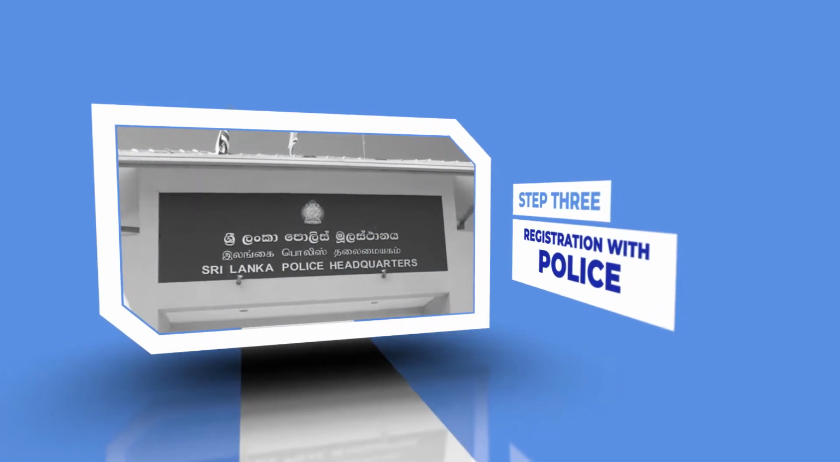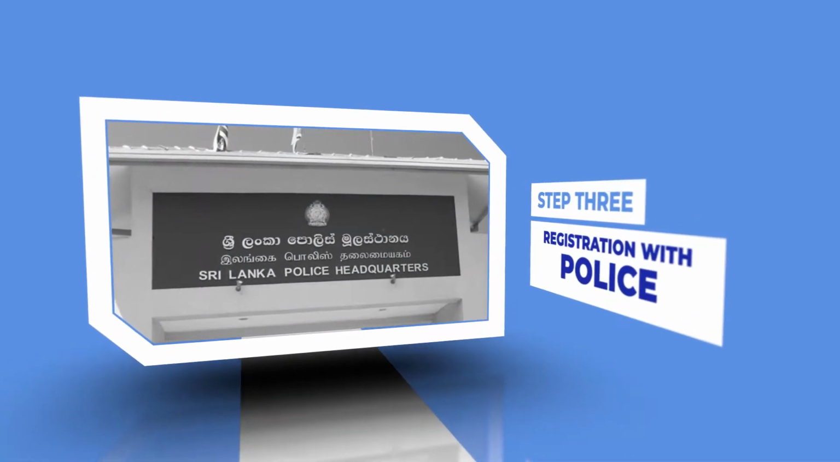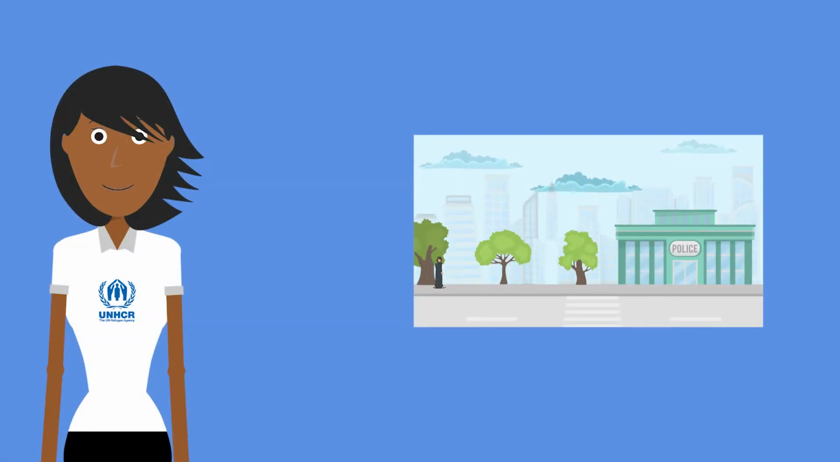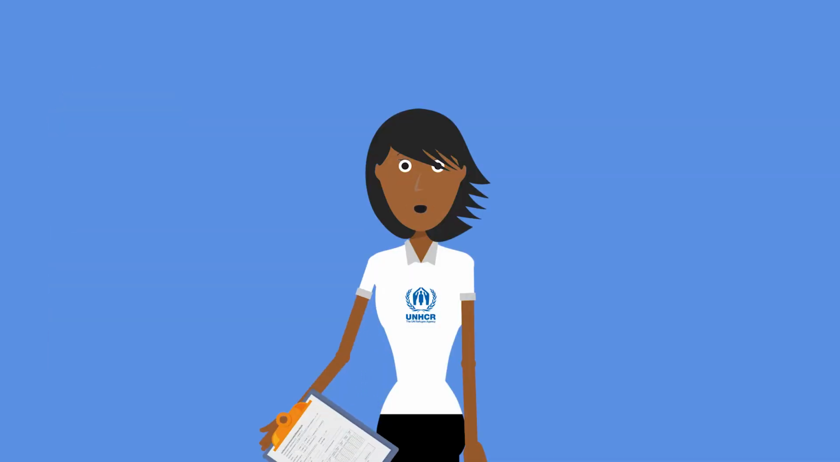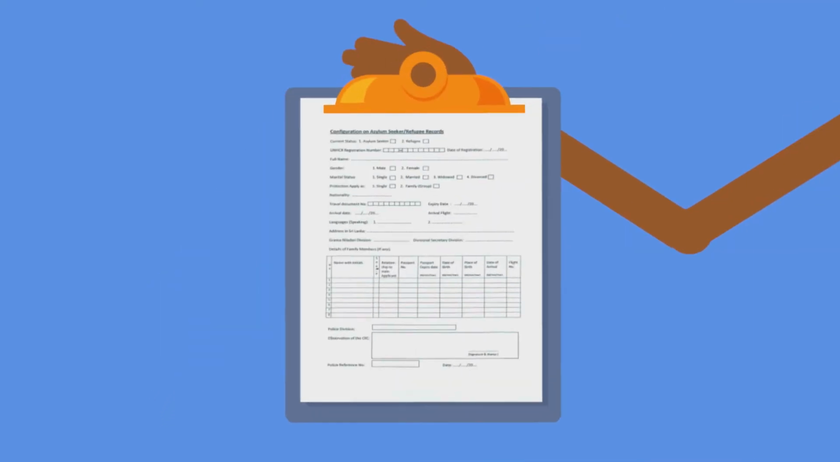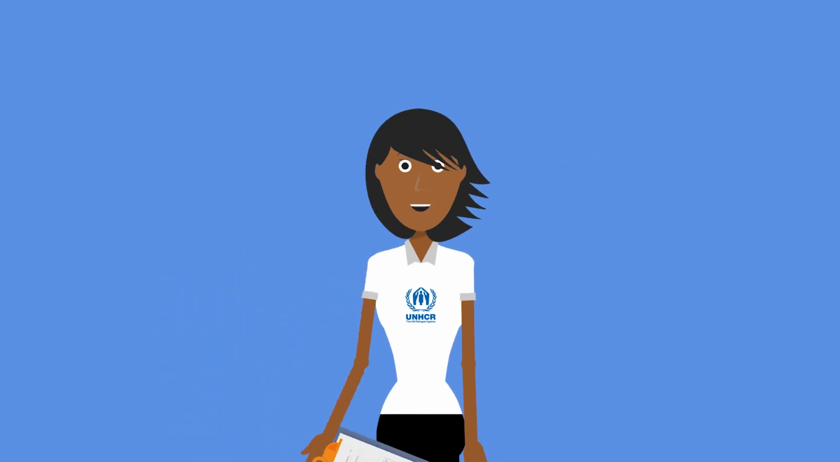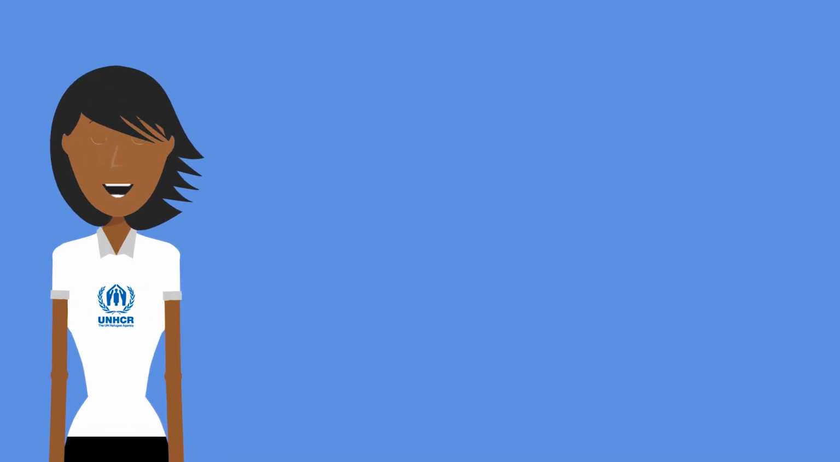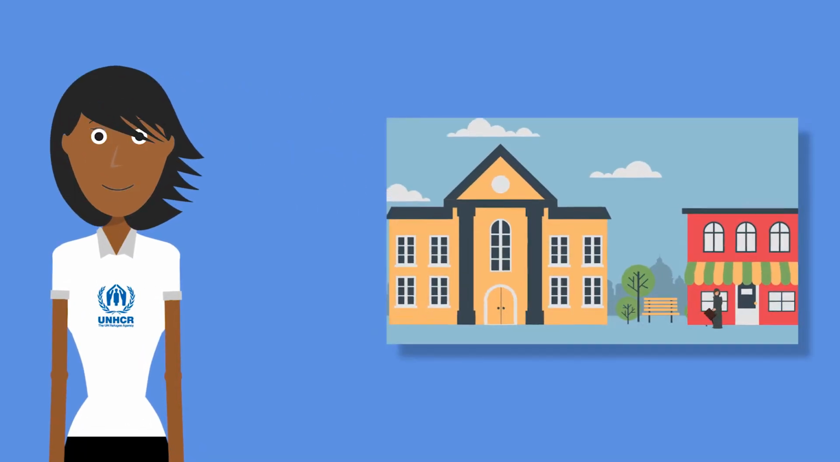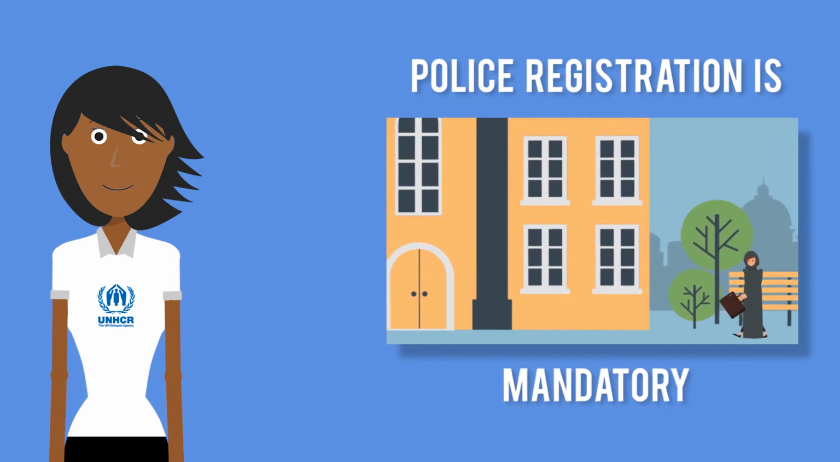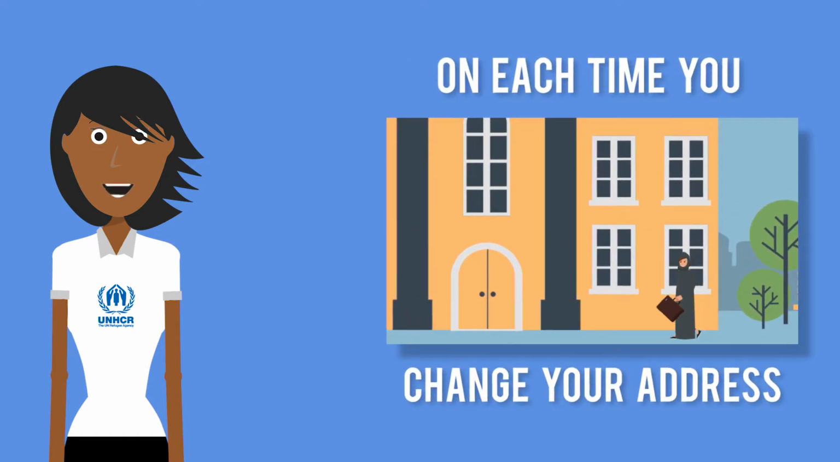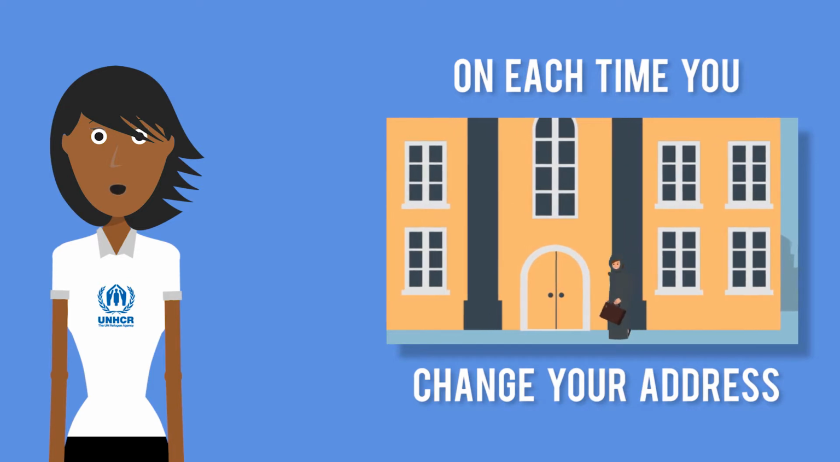Once you are registered with UNHCR, you are also required to register with the local police authority in Sri Lanka. This can be done at the local police station closest to your residence in Sri Lanka. During your registration interview, you will be instructed on how to register with the police. Proof of police registration is mandatory for the renewal of your asylum seeker certificate. Please also note that you have to redo the police registration process each time you change your residence in Sri Lanka, even if it means a different location in the same locality.